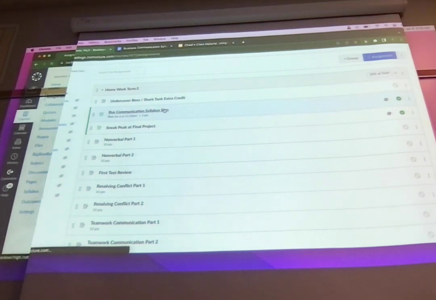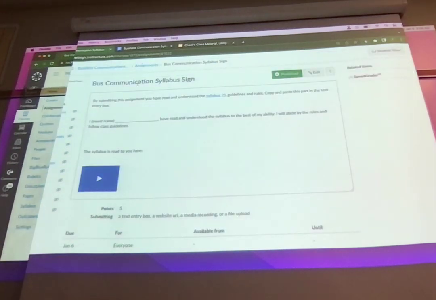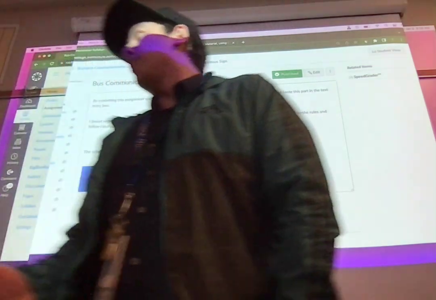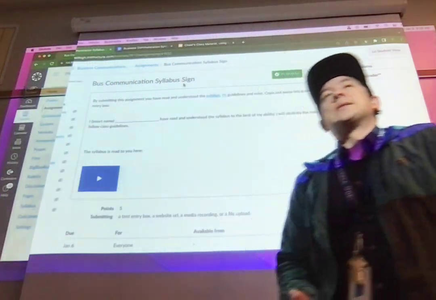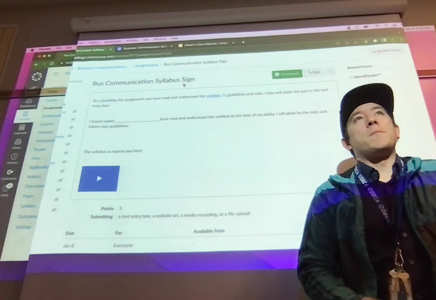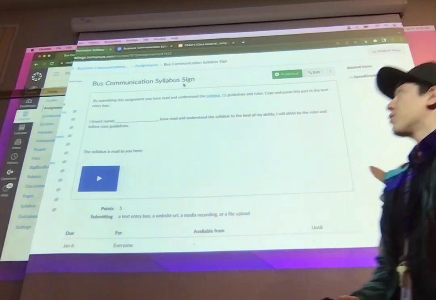After we go through the syllabus, you're going to get on Canvas and sign it by typing your name. For the students that are doing this online, there will be some adjustments. For instance, participation. We're going to go through that right now.